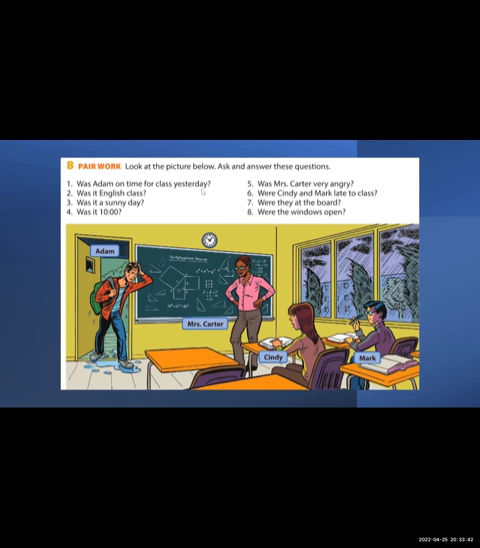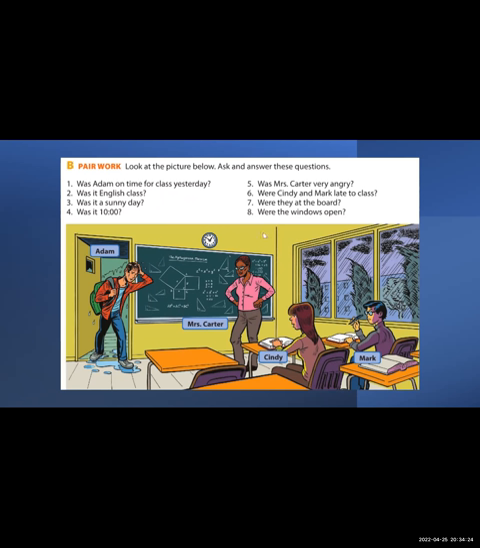Entonces, el ejercicio que vamos a hacer es, no sé si tienen preguntas hasta acá o voy muy rápido. Estamos bien. Okay, good. So, vamos a hacer este ejercicio en grupo. Vamos a observar lo que está en la picture. Tenemos Adam. This is Adam. This is Mrs. Carter. This is Cindy. And this is Mark. Let's take a look to the picture and answer these questions.